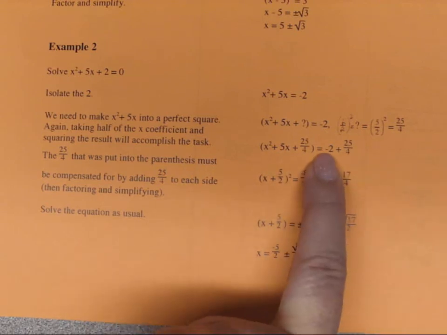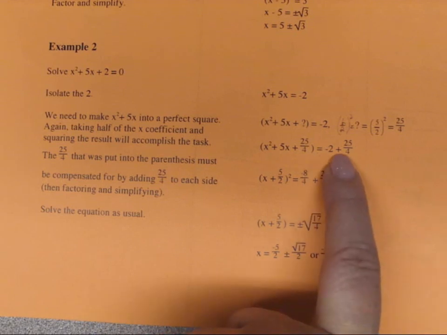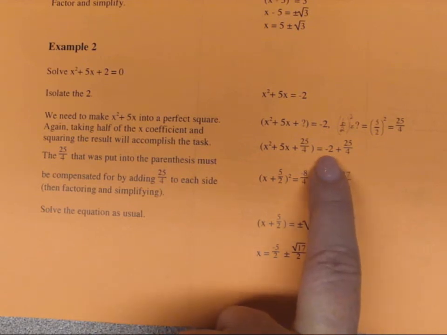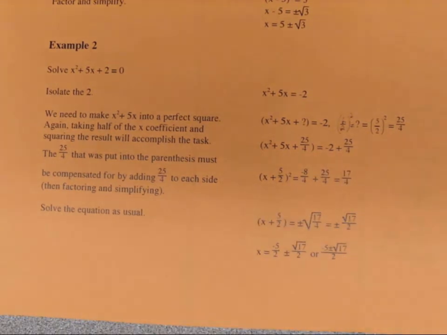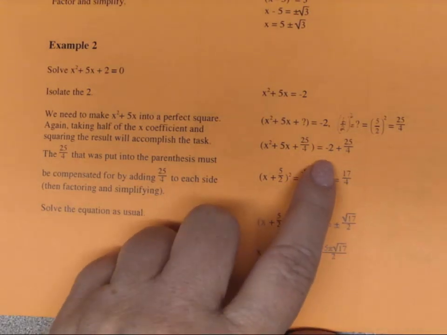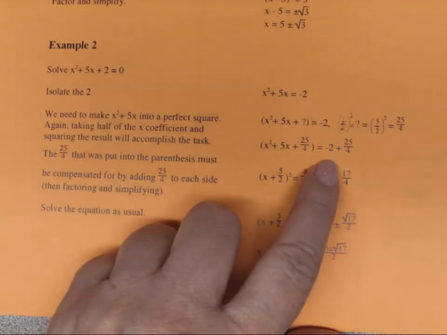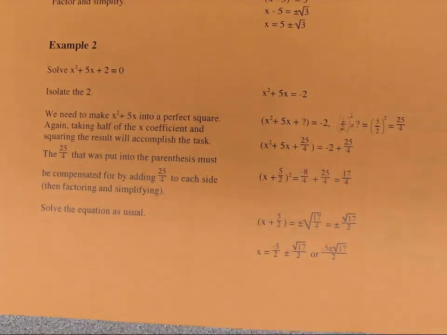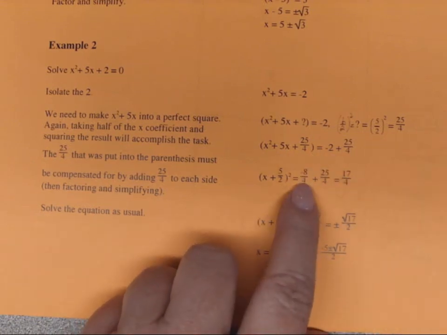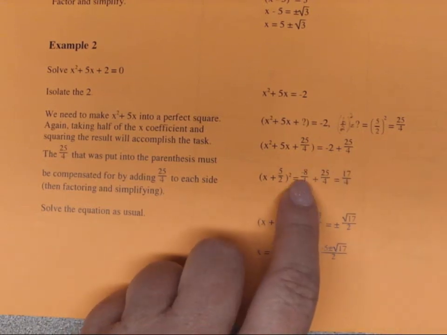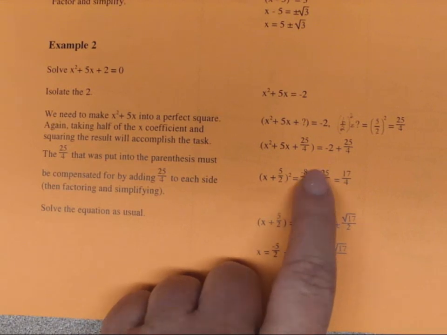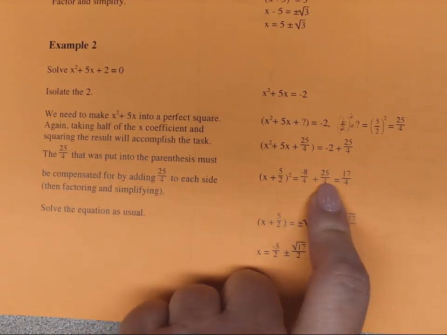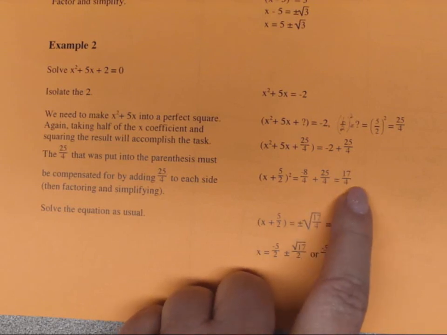We'll have to make the negative 2 into a common fraction so we can combine them. So negative 2 is over 1, so we've got to get it to 4. So we make that negative 8 over 4 by multiplying the top and the bottom of the negative 2 over 1 by 4. So 4 times 1 will get you the 4. 4 times negative 2 will get you the negative 8. And then we've got to add that to 25 over 4, which will get us 17 over 4.